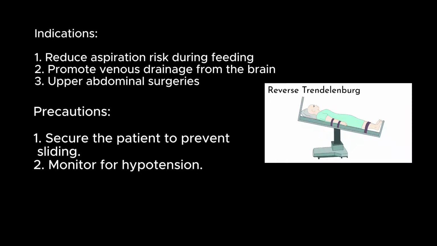Now, what are the precautions we need to look out for in such a condition? Number one, secure the patient to prevent sliding. Of course, this position can lead to sliding of the patient, so you must ensure you secure the patient properly so as to prevent sliding, because patient safety is key. Now, you must also ensure you monitor the patient for hypotension. So these are some of the indications for that.